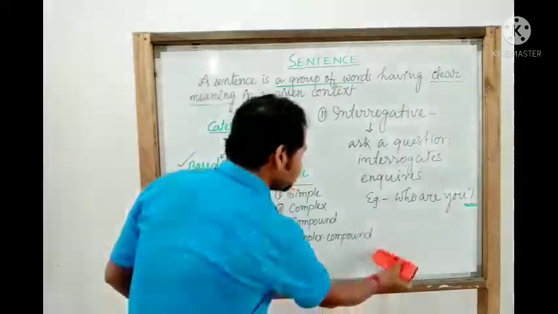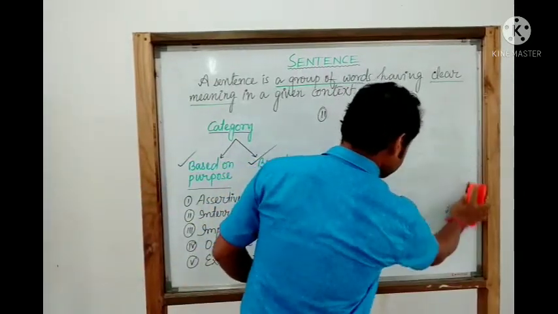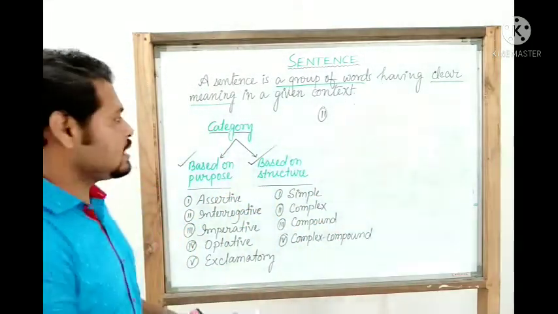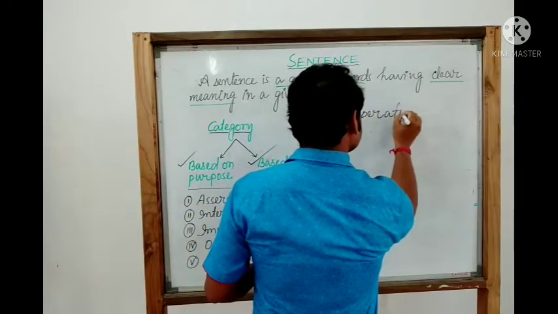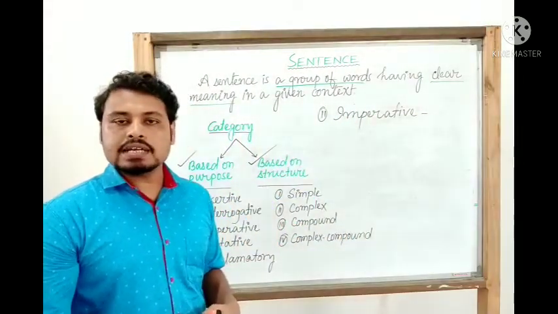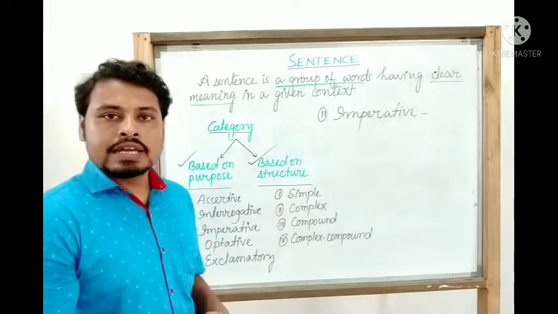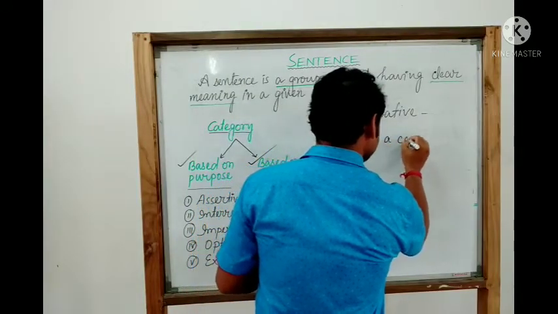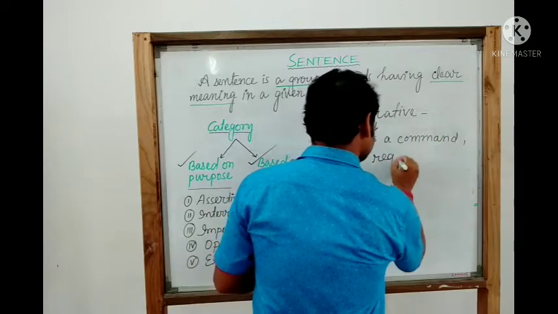So after interrogative, in number 3 we have imperative sentence. Now what is an imperative sentence? An imperative sentence is that sentence that gives a command, or request, etc.